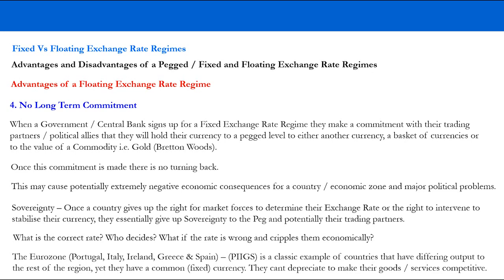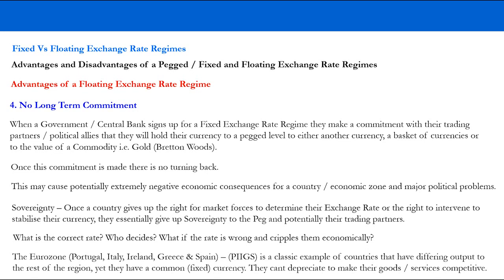And once a country gives up the right for market forces to determine their exchange rate or the right to intervene to stabilize their currency, they give up this sovereignty to the peg itself and potentially to their trading partners.